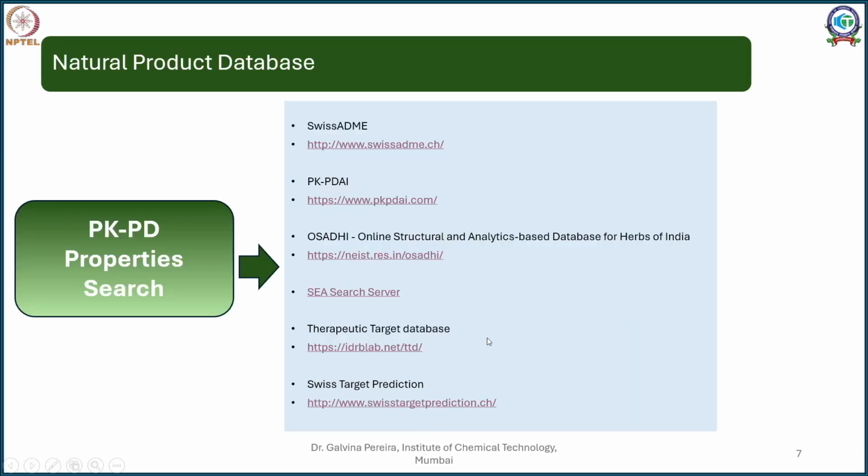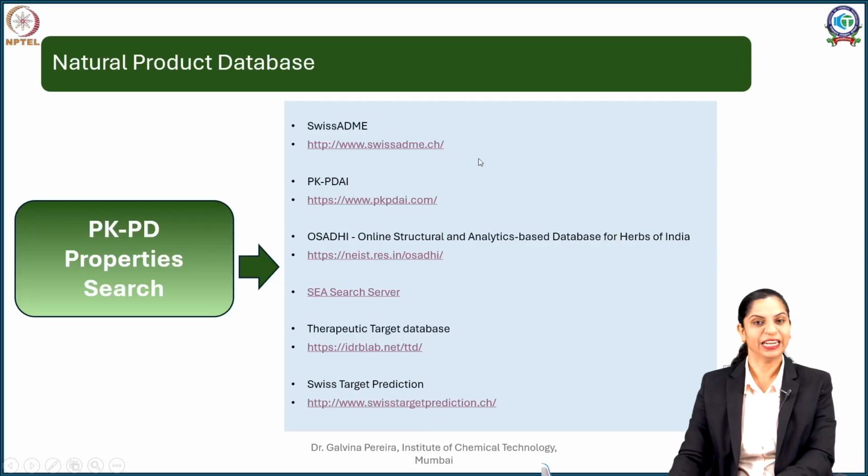So today we saw different databases: the SwissADME database, the PKPD AI database, the Oshadhi database, the SEA server, the TTD database, as well as the SwissTargetPrediction database. Some of these databases give us pharmacokinetic data, like SwissADME, PKPD as well as Oshadhi, whereas some of them also gave us the pharmacodynamic data, which included the TTD as well as the SEA server and the SwissTargetPrediction database. So with this we end our course in pharmacognosy and phytochemistry.